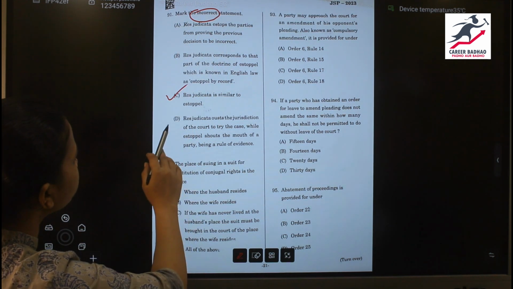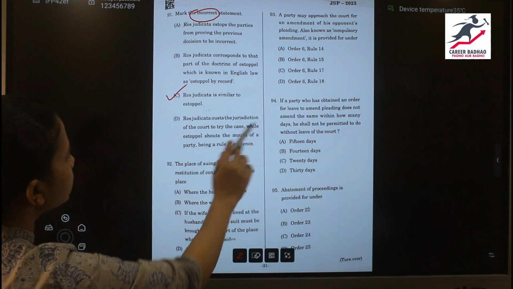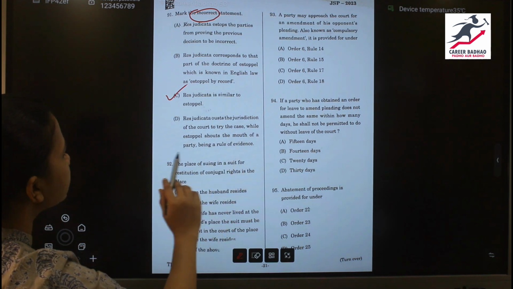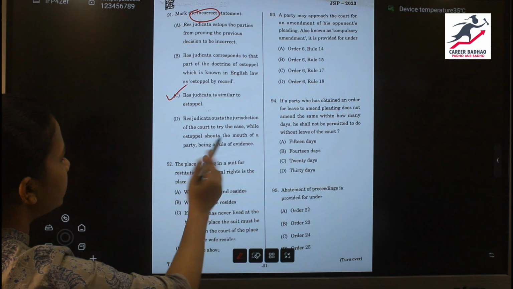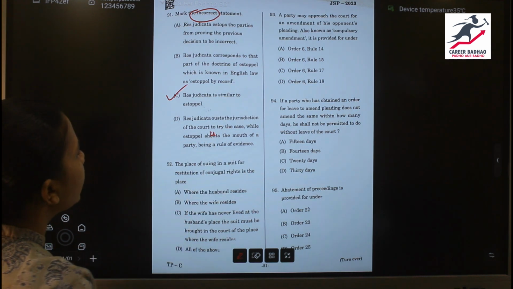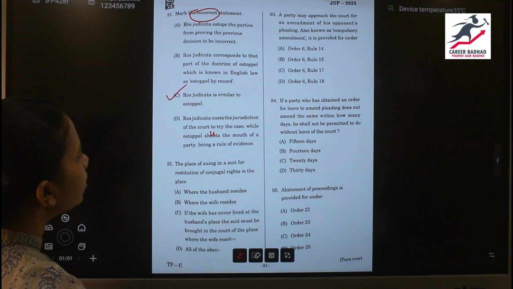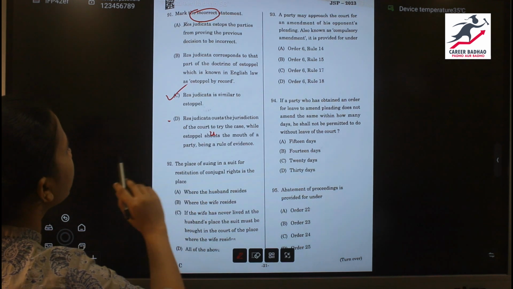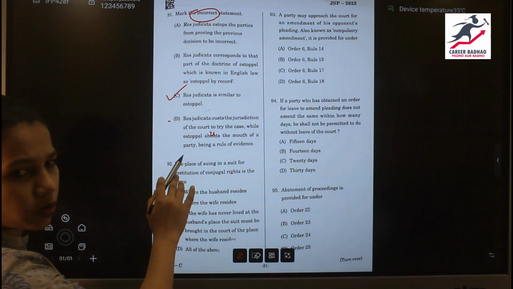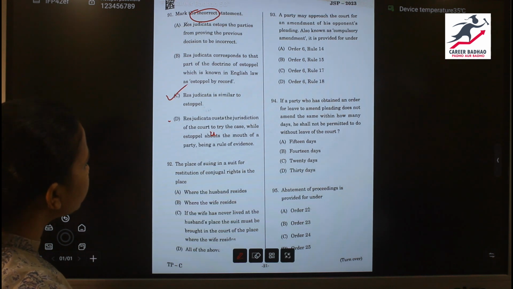Let's have a look at option number D. Res judicata ousts the jurisdiction of the court to try the case, while estoppel shuts the mouth of a party, being a rule of evidence. This is also correct. So the correct answer here would be option number C. Let's now move to question number 92.